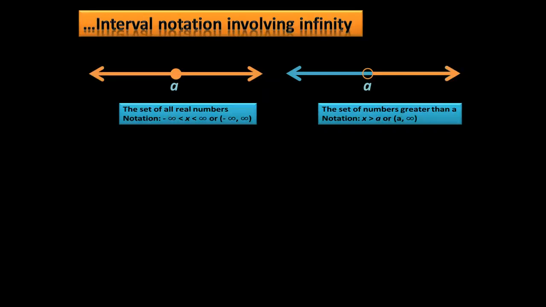We're going to have some intervals that include infinity, when we have things that just do not stop. So first we have the graph of all real numbers here. You can see everything is shaded, both sides of A, including A, so the set of all real numbers. That would be negative infinity is less than x is less than infinity. So x can be anything in between negative infinity and infinity. Or using our interval notation, we have negative infinity, comma, infinity.